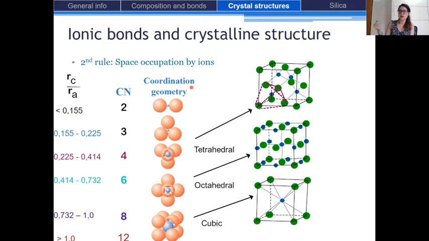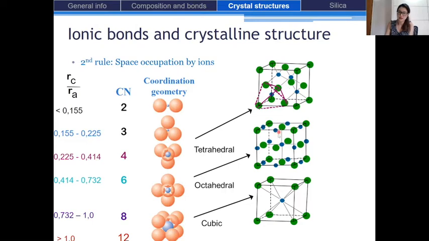So, following the first rule that tells us the composition, the chemical composition of the ceramic, and verifying the second rule that gives us the space occupation by ions, we find what is the unit cell and where the anions and cations are placed.